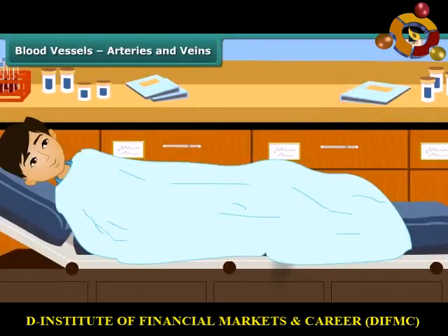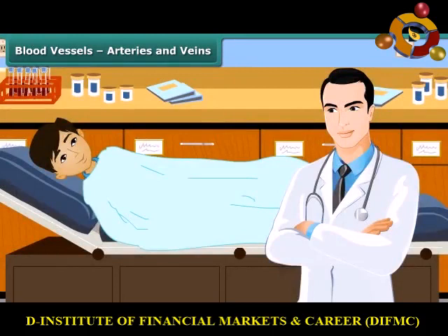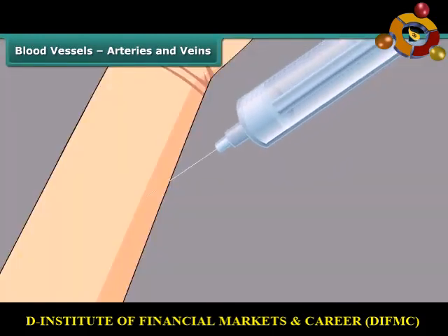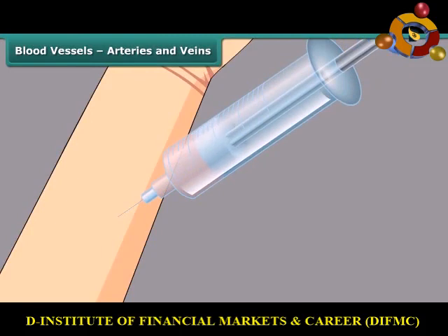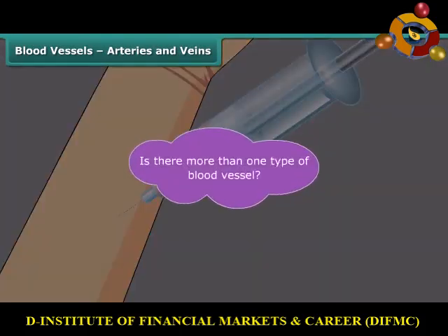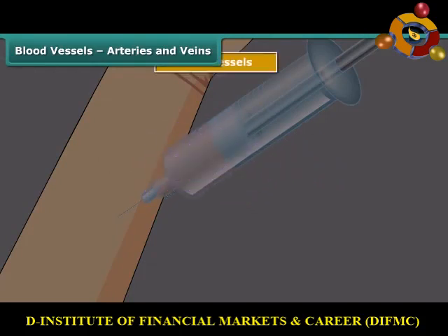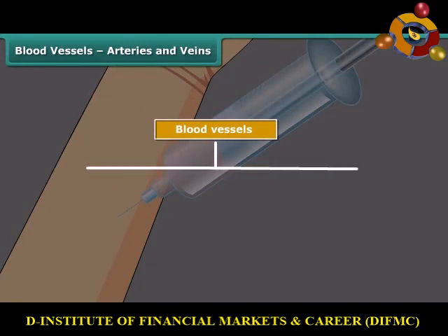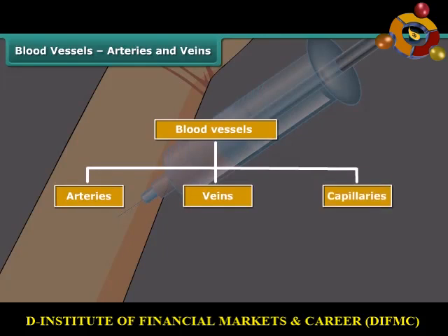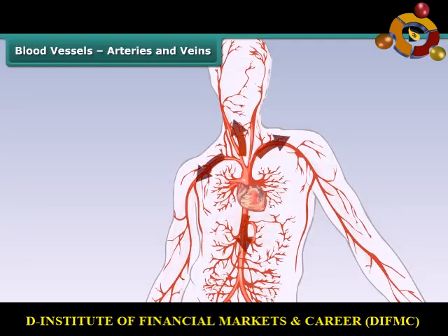Once when Rahul was unwell, his doctor recommends a blood test. The technician collecting blood samples first checks for a particular kind of blood vessel to prick and collect the blood. Is there more than one type of blood vessel? Yes. There are three types of blood vessels in our body: arteries, veins, and capillaries. Arteries are blood vessels with thick walls. They carry oxygenated blood from the heart to all the other parts of the body.